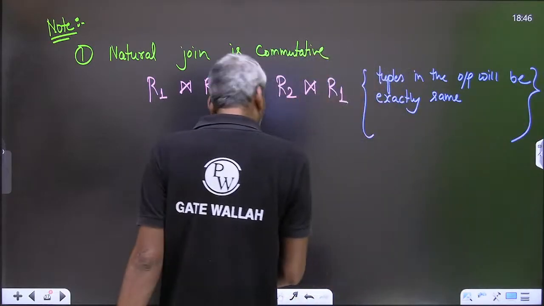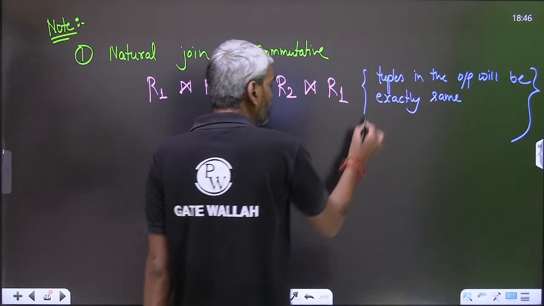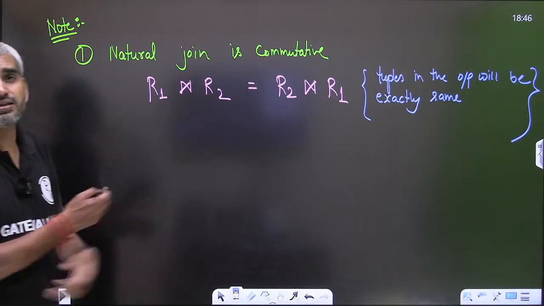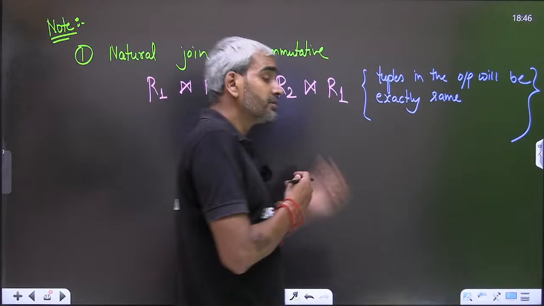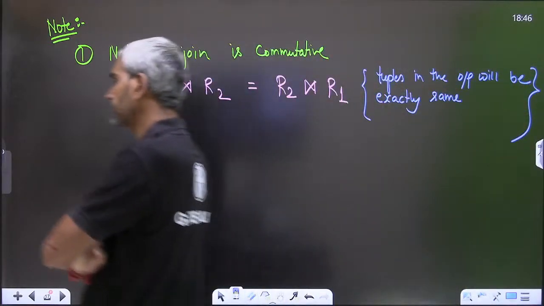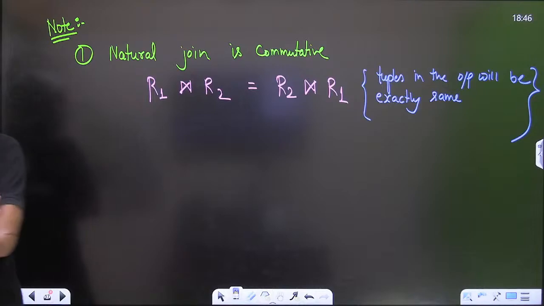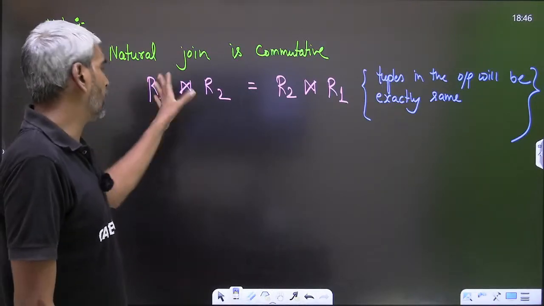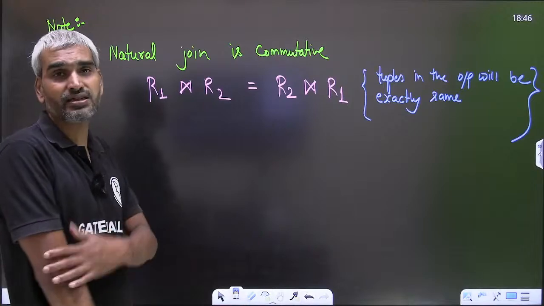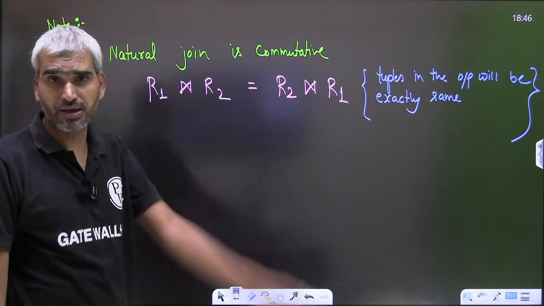I'm not talking about the order in which the attributes will appear, because obviously in this case first the attributes of R1 will be there, then the attributes of R2. In the other case first the attributes of R2 will be there, then the attributes of R1. The order of attributes may be different, but the tuples in the output will be exactly the same with respect to the corresponding attributes.